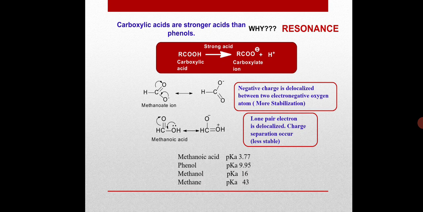These are the pKa values of methanoic acid, phenol, ethanol, methanol and methane, where we see that methanoic acid has the lowest pKa value, and the lowest pKa value means more acidity. Lower the pKa value, more is the acidity.